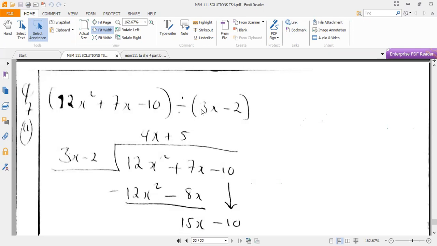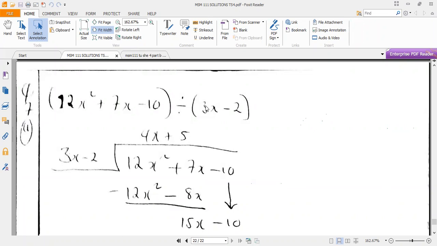Keep in mind, don't use the synthetic division when the coefficient of x is 3 or anything greater than 1. Don't use the synthetic division. Always use the long division. Are we clear there? Yeah, hope we are clear.